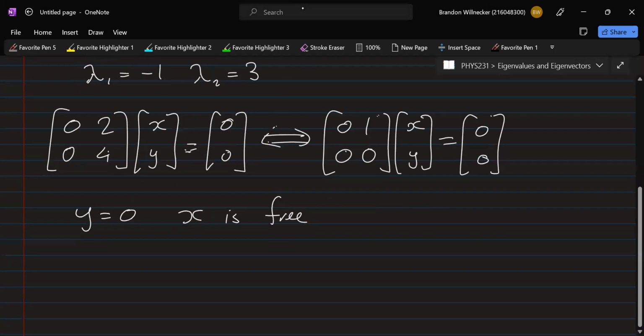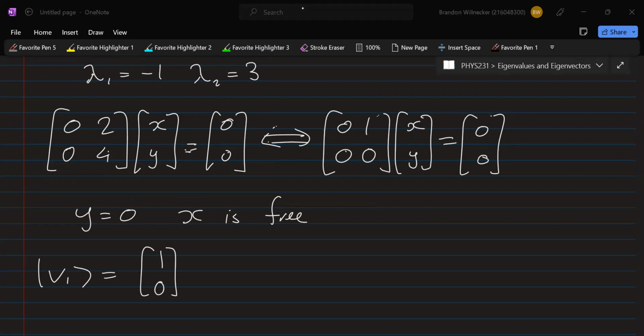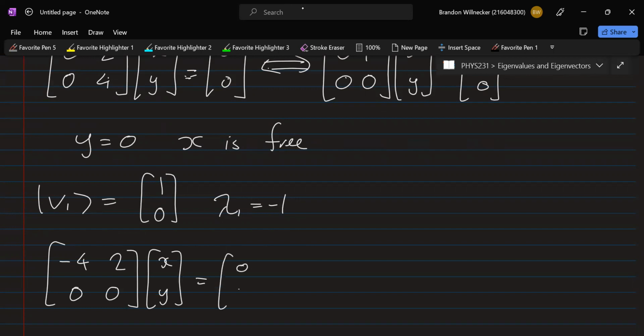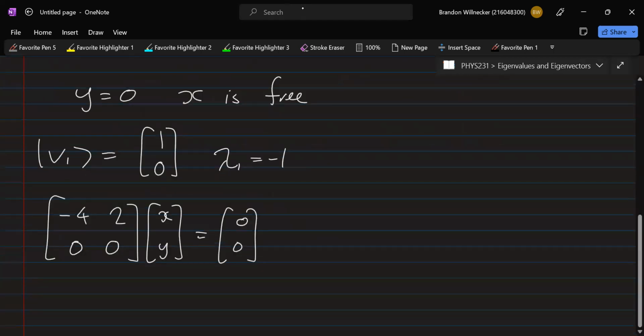Which means we can write the first eigenvector v1 as 1, 0. That's from the span of 1, 0. But again, we can just choose a particular one. This is a pretty simple choice. And this is with lambda 1 equal to minus 1. We can do the same thing with lambda 2. So substituting that into the equation gives us minus 4, 2, 0, 0 times a different x, y. That's 0, 0, again, from that equation we had earlier.